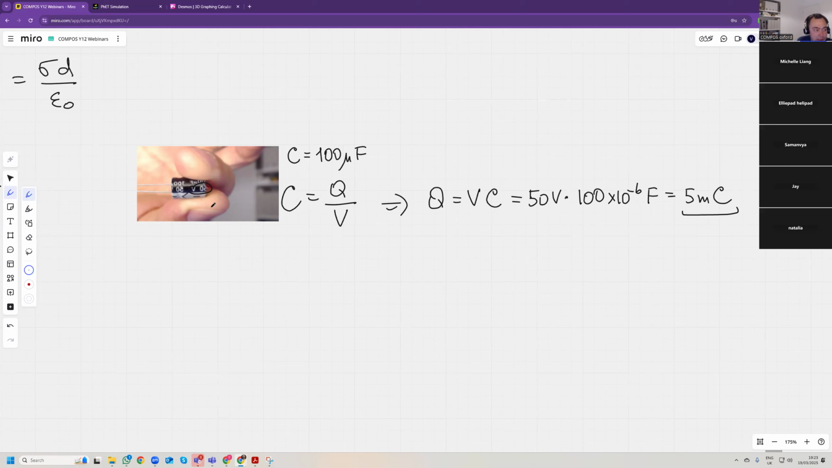So the capacitor contains 2 plates, and that means we can put 5 millicoulombs of charge onto this plate and minus 5 millicoulombs of charge onto this plate. We could potentially put more, but that means the capacitor will break. What happens when a capacitor breaks? Well, the electric field between them becomes so strong that you have a spark between. Okay.